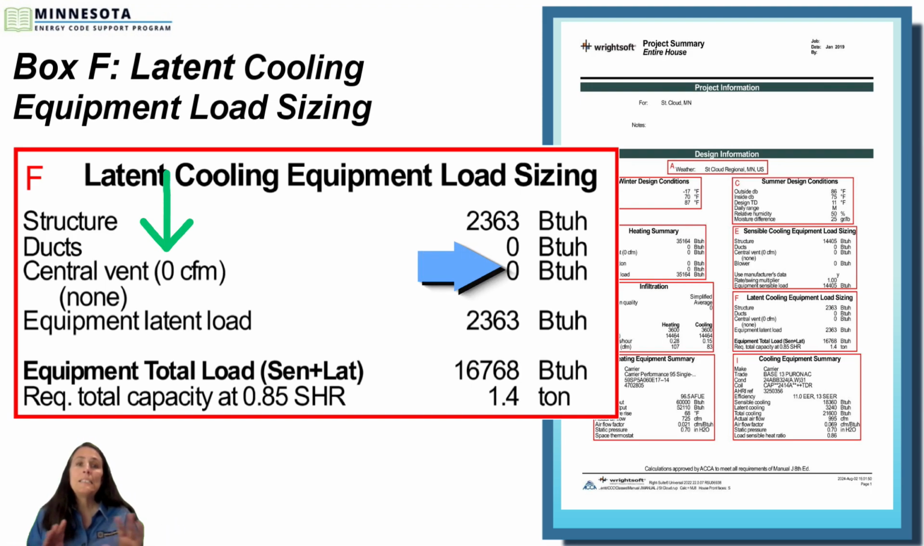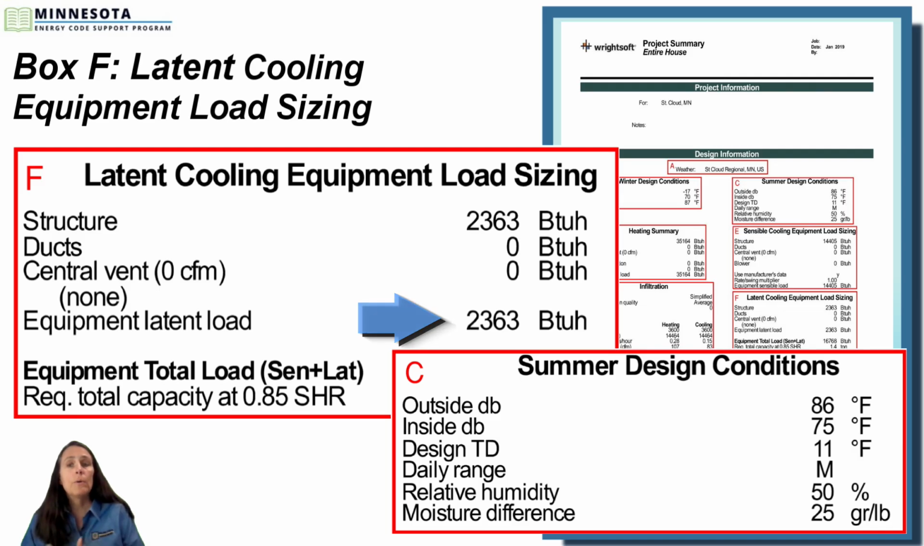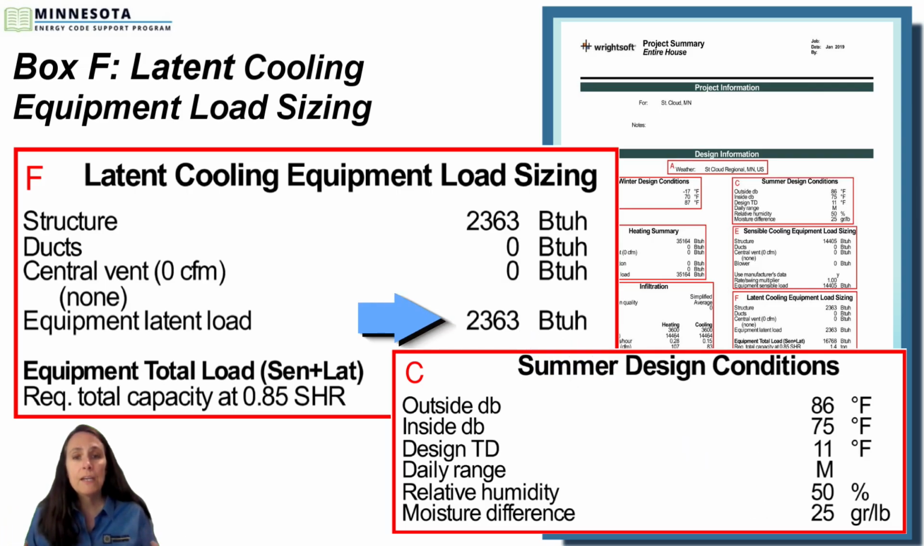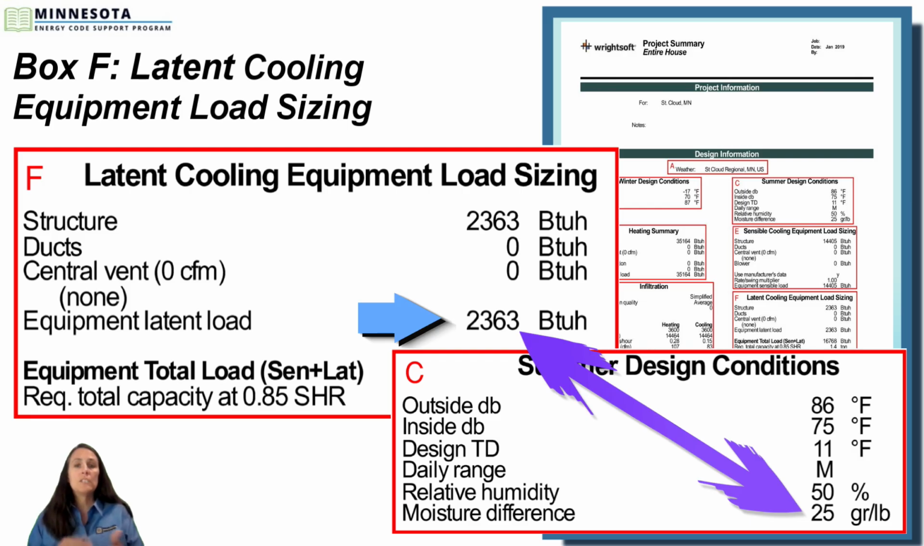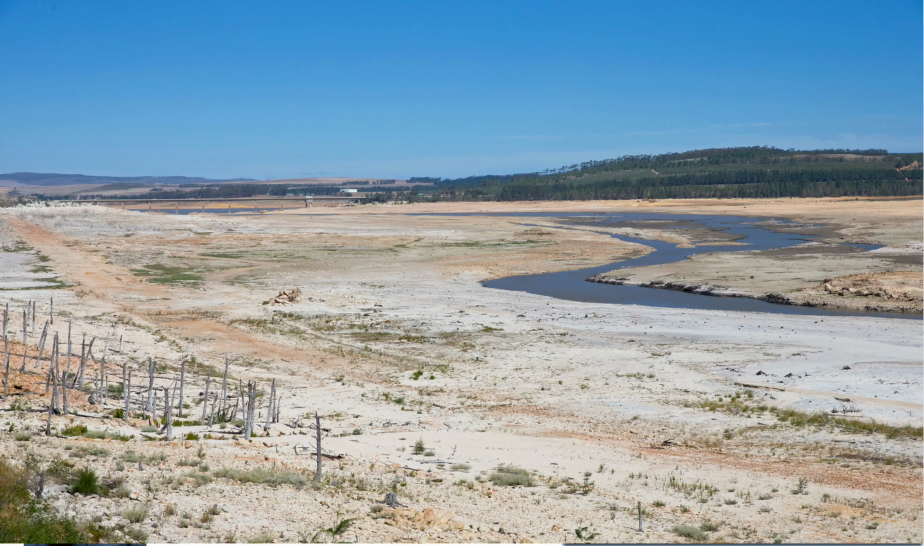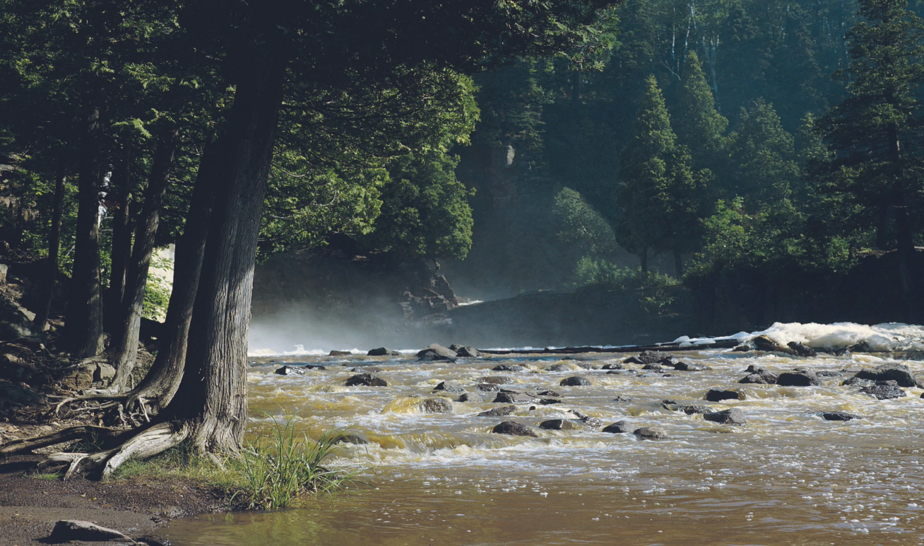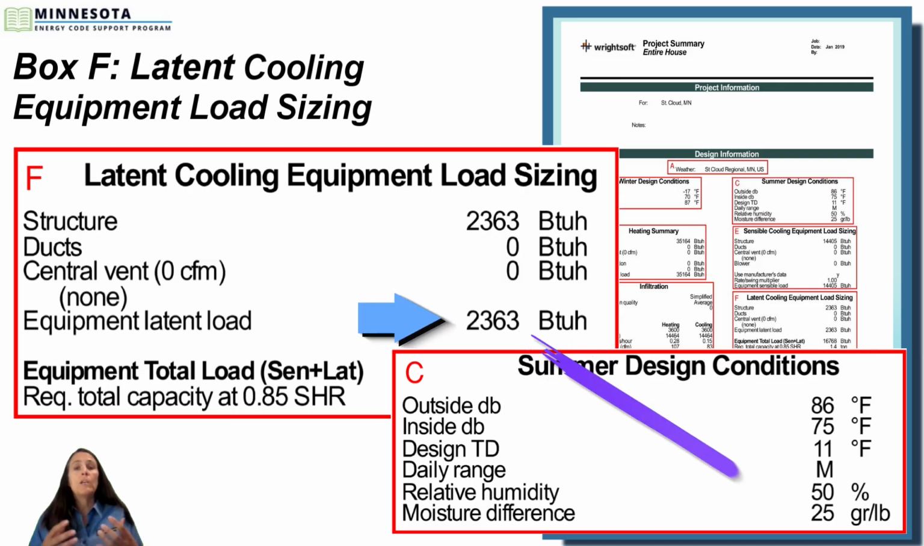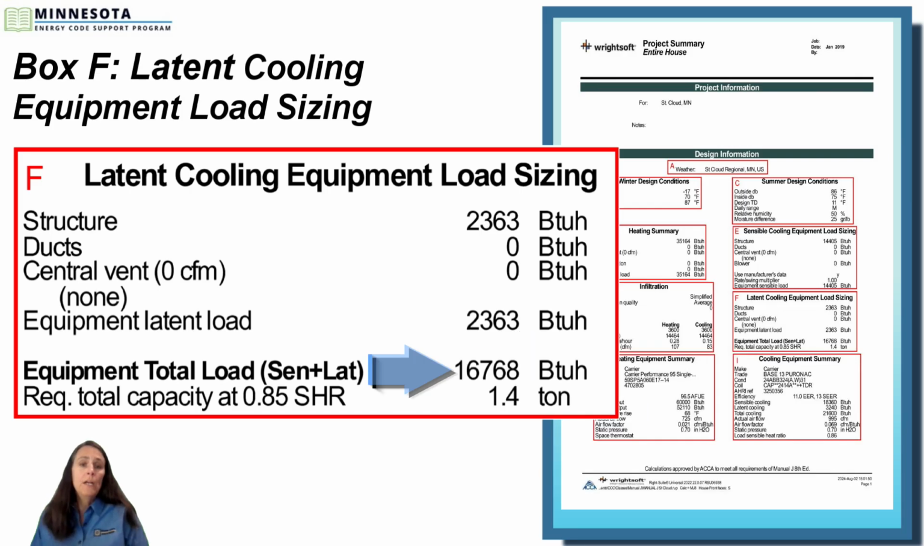Now, where it does differ is in the moisture difference line that you'll find in box C in that last row. The number that's associated here can have a direct effect on the latent cooling load. That is why the moisture difference number is so important. If this was a dry climate like Clovis, New Mexico, this number would be a negative number and would not have a calculated latent load. But we're talking about Minnesota, and in Minnesota, there is going to be a latent load. That is because the intent is that we are trying to dehumidify the air. The last row in this box is the total load.